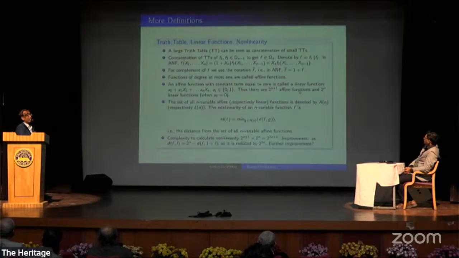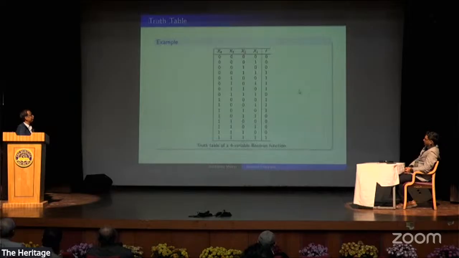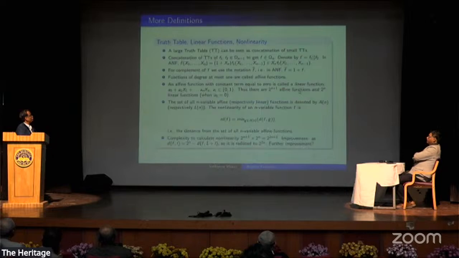Now a large truth table. You have a truth table like this, which is 16-bit. Now consider that on the left-hand side you add another variable x5. You will have 32 patterns, and then you can have this output in the first 16 places, and later you can put another 16 outputs. So you get a 5-variable function from a 4-variable one. A large truth table can be seen as a concatenation of small truth tables.